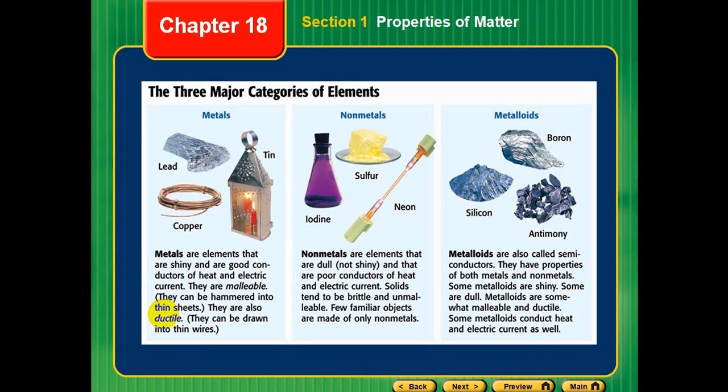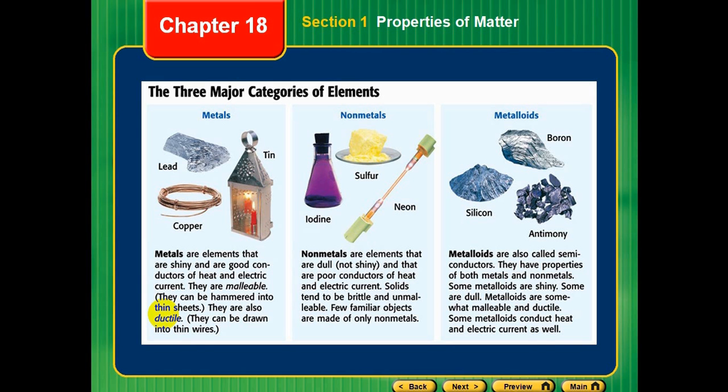So now let's move to the next group of elements, which is non-metals. Non-metals like neon. They all are examples of non-metals. Non-metals are elements that are dull. Dull means not shiny. They are poor conductors of heat and electricity. They don't conduct heat or electricity. Most of them are solids or gases, except bromine, which is the only liquid non-metal. Few familiar objects are made only of nonmetals.